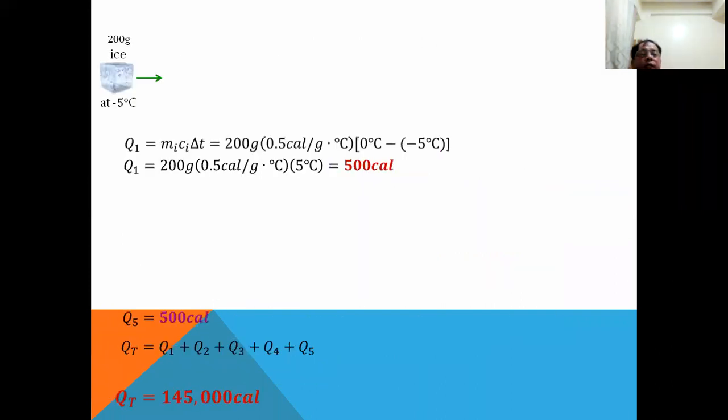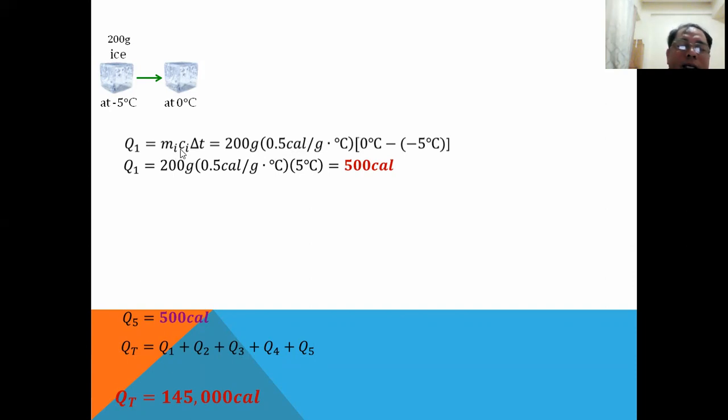So changing it to ice, or increasing the temperature of ice, Q1. Q sub 1 is M, the mass of ice, times the specific heat of ice times its change in temperature. We want to change it from -5 to 0, so its change in temperature is 0 degrees minus -5, or the change is actually 5 degrees. Now the specific heat of ice is 0.5.